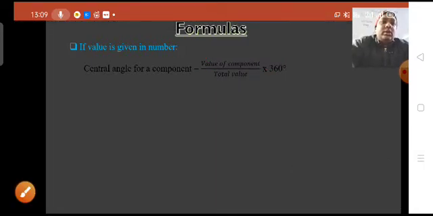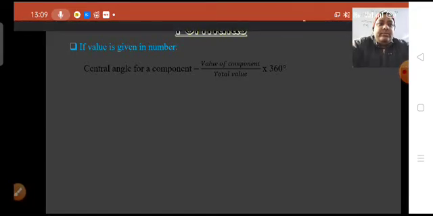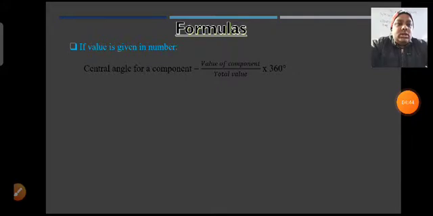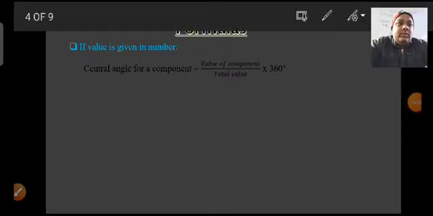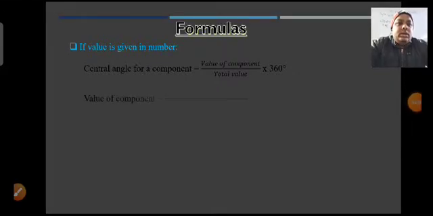Now if you have to find the value of a component, we take the total value to that side and 360 downside. So the formula will be: value of component is equal to central angle of component into total value, divided by 360. This is the formula if value is given in number.